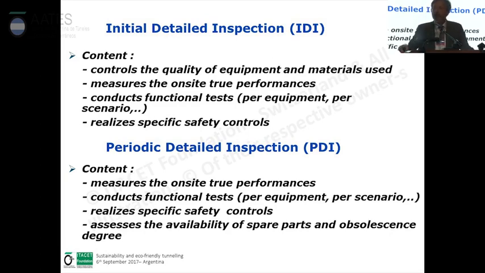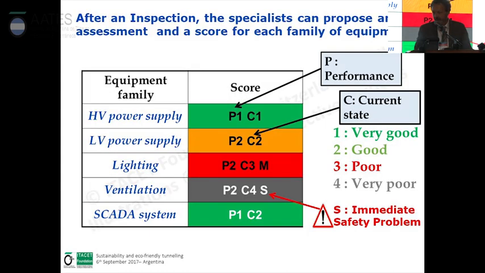And in the periodic inspection, 6 years after, I will come back on the same topic and I will measure the performance. I will be able to compare with the initial ones. I can also conduct the tests with all my equipment. I can check if my spare parts are available or not. I can say if the system is obsolescent or not. So this is part of a sustainable approach to my equipment.